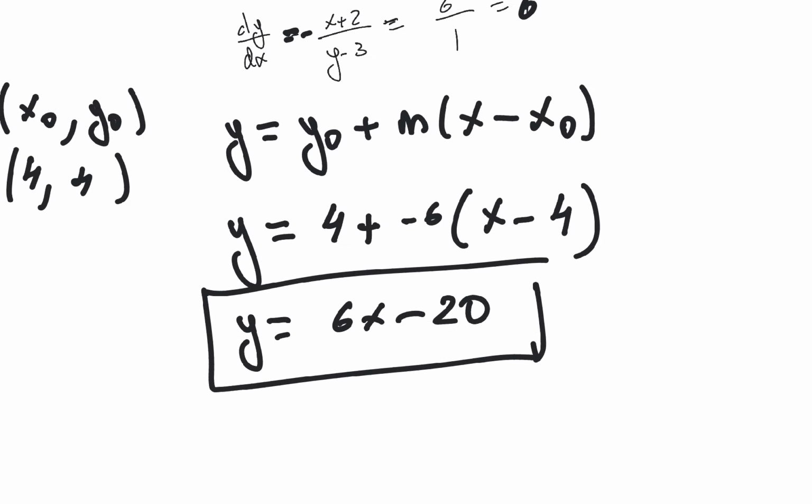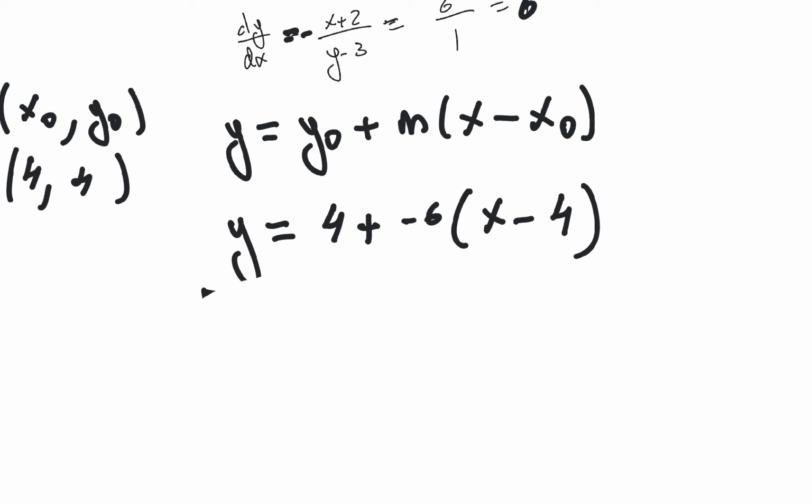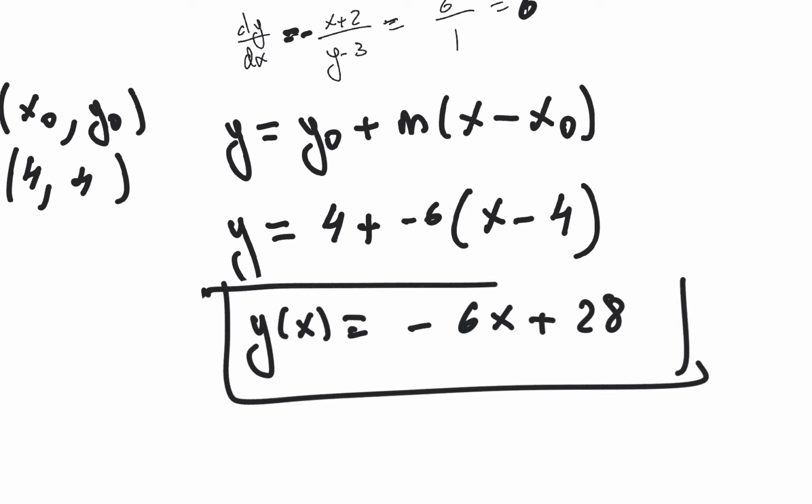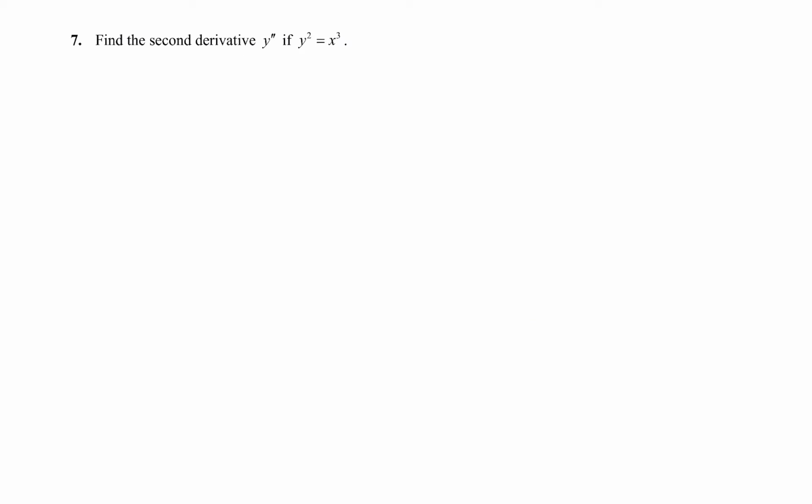And now let me erase here and redo the calculation. So y of x equals minus plus 24, plus 24 plus 4, it will be 28. So it will be minus 6x plus 28. And this is the final result. I'm sorry.